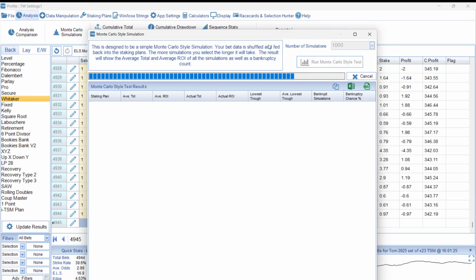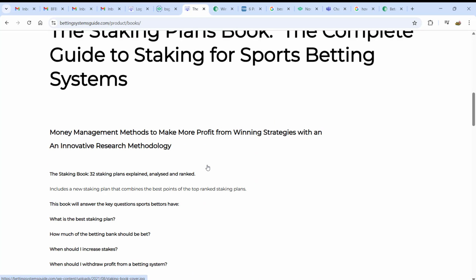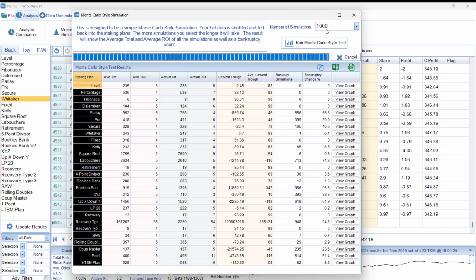And TSM has a lot of cool features, like you can have multiple instances of TSM running. And when I wrote my staking plans book, I did all my tests in the staking machine, and I would run thousands of simulations and shuffles. So I would have multiple instances of TSM going, and I would run those simulations at the same time. And so here with just 1,000 simulations, we start to see more bankrupt simulations coming up. And what that means is that with the previous data, when we just took the data in the order we received it, some of it was just lucky from the fixture list. And now we start to see which staking plans are a bit more reliable.